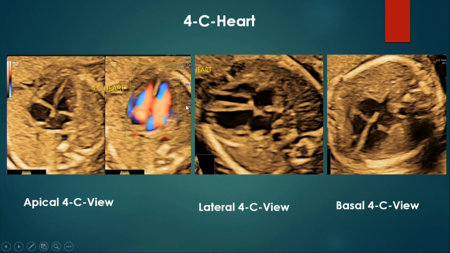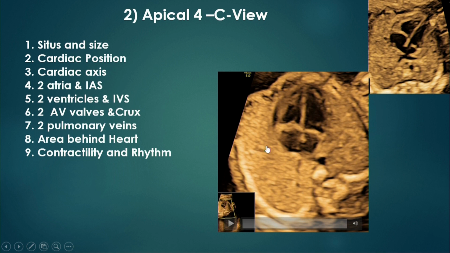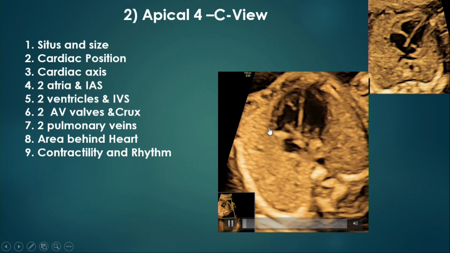Lateral four chamber view is the best view for the evaluation of the interventricular septum and the ventricular wall thickness. And in basal four chamber view, you can see the atria are well visualized and the pulmonary veins are well visualized. Now coming to the apical four chamber view.